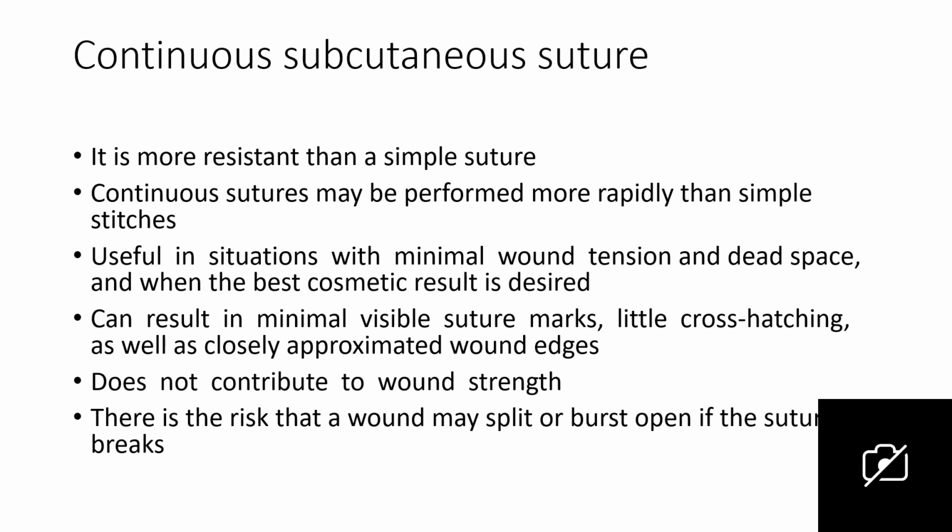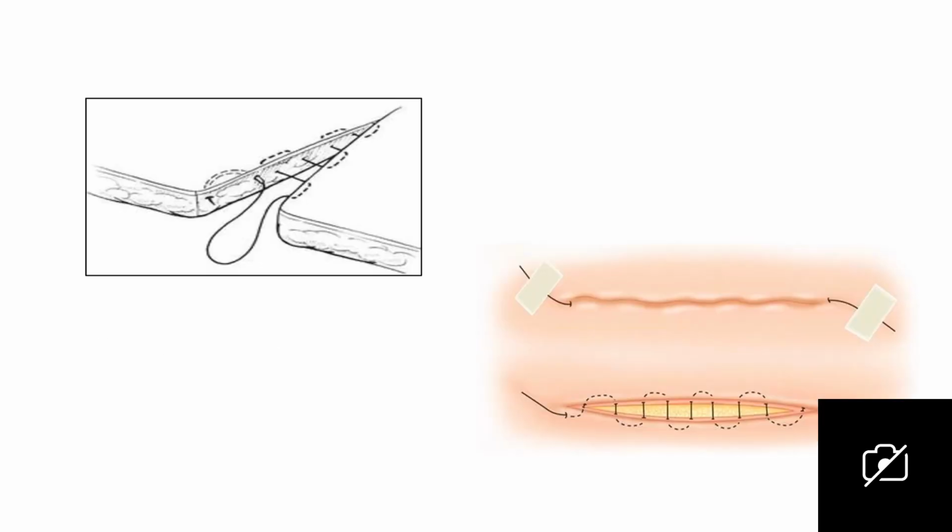Can result in minimal visible suture marks, little cross-hatching, as well as closely approximated wound edges. Does not contribute to wound strength. There is a risk that a wound may split or burst open if the suture breaks. This is a diagram showing you how we do suturing.